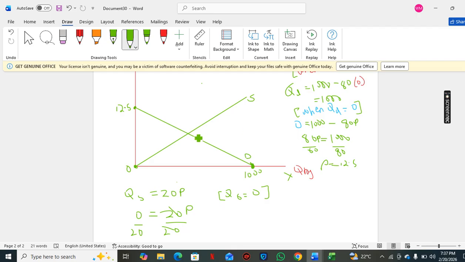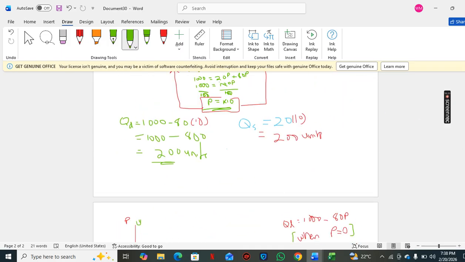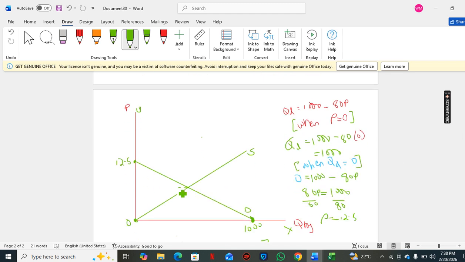And we found our equilibrium price was 12. What was the equilibrium price? 10 kwacha. The equilibrium quantity? 200 units. And that's how you draw. Any questions?